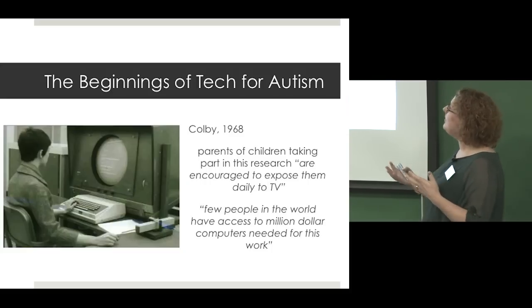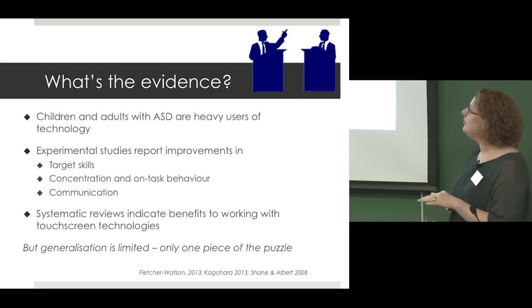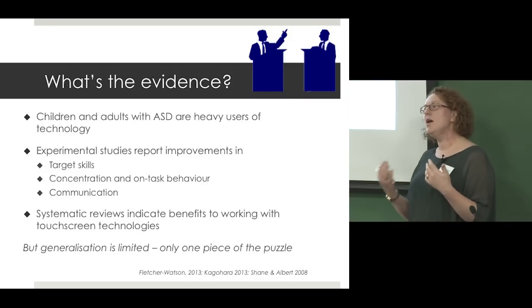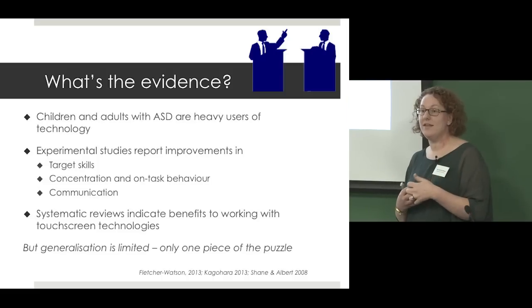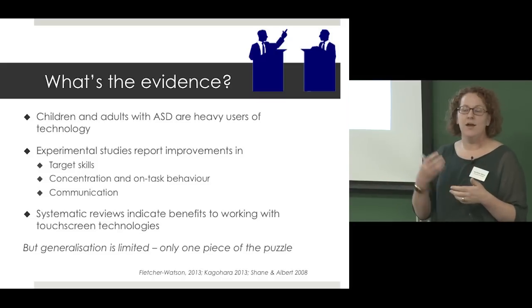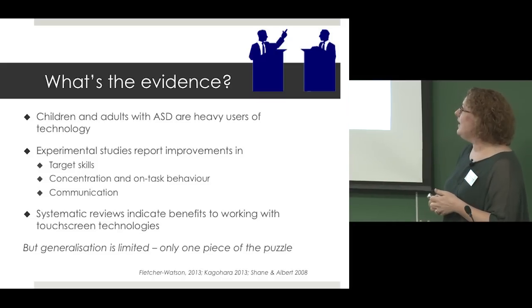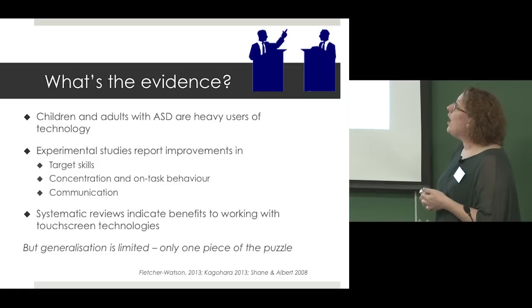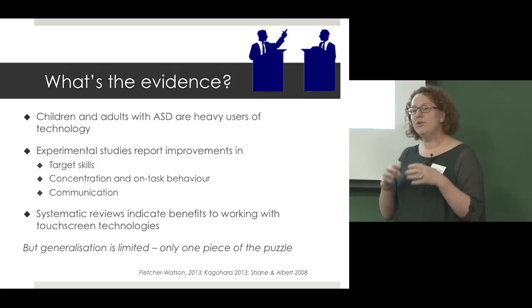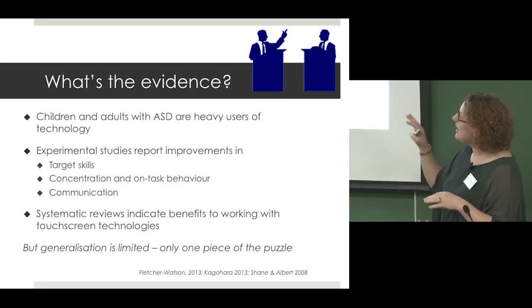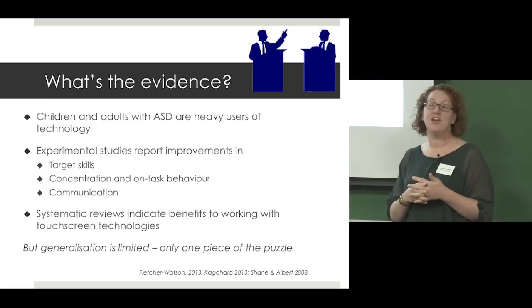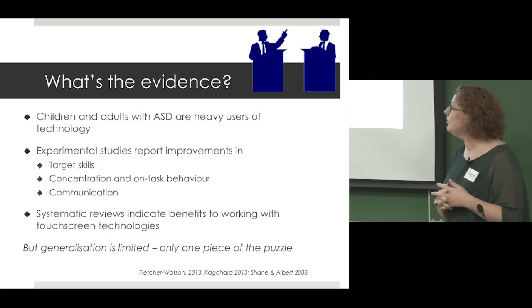So what's the evidence? There are plenty of survey studies that suggest that children and adults with autism are heavy users of technology. Experimental studies mostly employ technologies to look at educational outcomes. So still, going back to that original Colby study, looking at things like word or letter recognition and so on. And those studies fairly overwhelmingly report improvements in target skills, but also in some more interesting spin-off skills. So thinking about concentration and on-task behavior during computerized lessons, and increases in spontaneous communication during computerized lessons in schools.